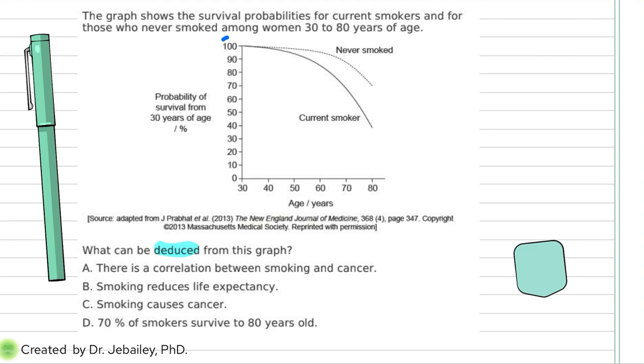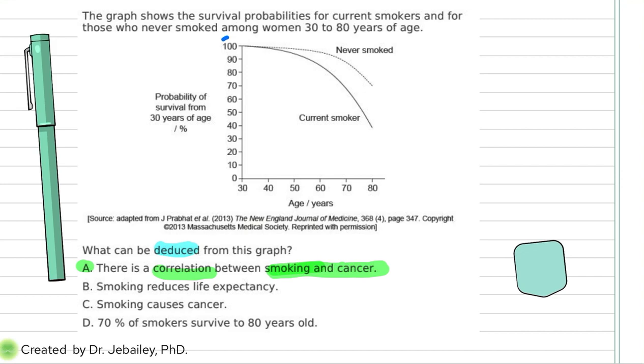We have here A, there is a correlation between smoking and cancer. Now, this is in your book, and it says yes, there is a positive correlation between smoking and cancer. It means as one increases, the other increases. But is this enough of an answer? No, because it only says there is a relationship, but it doesn't tell you anything else. Do I already give this as an answer? No. You have to be very careful. You might have another answer that is more specific.